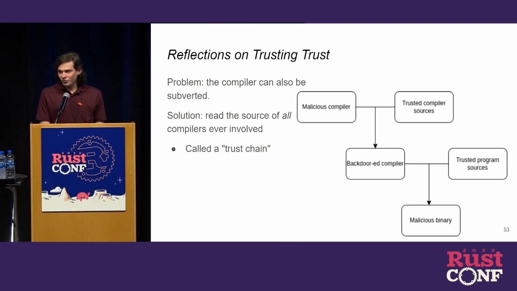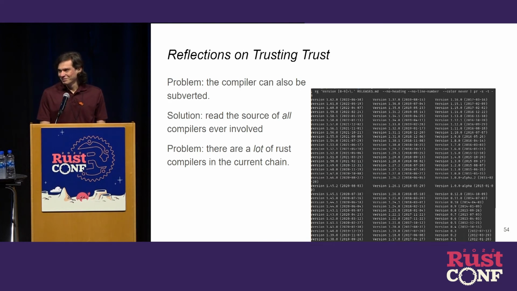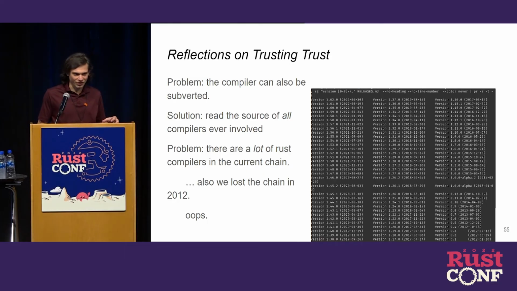The problem for Rust is our trust chain is pretty long. And not only is it pretty long, but it kind of trails off. In 2012, we kind of forget what releases come before that. You'd have to go through the build system and read the source of the makefiles by hand. It would be a very involved process to try and go back that far. So that's great. But there's a solution to this.